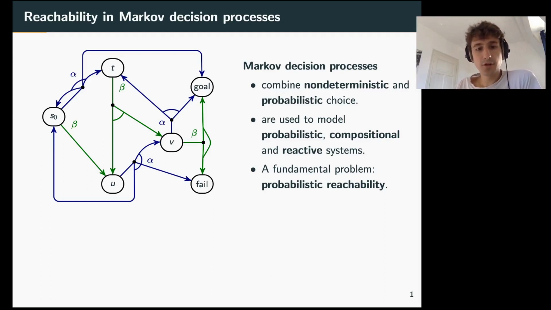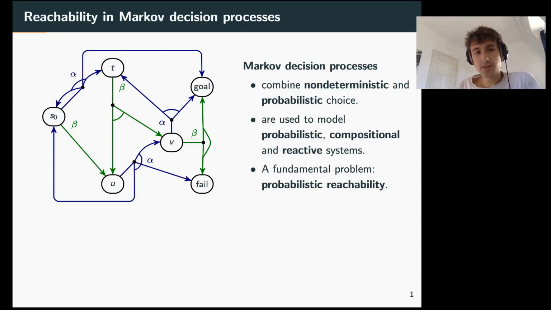Now, before having a probability, we need to fix how the non-determinism is resolved. So mechanisms for resolving this non-determinism are called schedulers. And usually one is interested in best case and worst case scenarios, so the maximal and minimal probability that a scheduler can achieve of reaching goal.